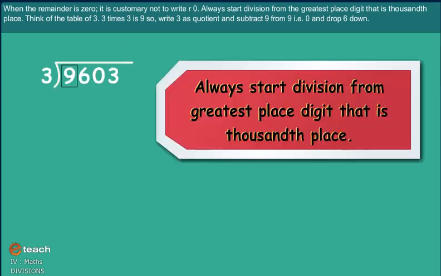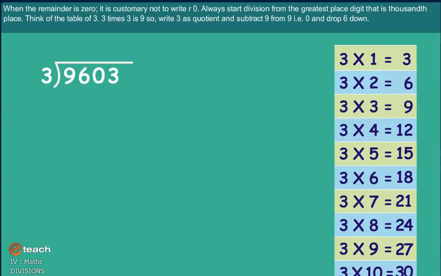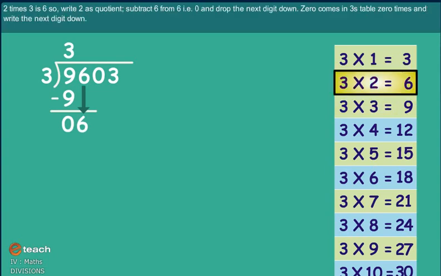Always start division from the greatest place digit, that is the 1000th place. Think table 3. Write 3 as quotient and subtract 9 from 9 and drop 6. 2 times 3 is 6. So write 2 in the quotient, subtract 6 from 6 and bring the next digit down.